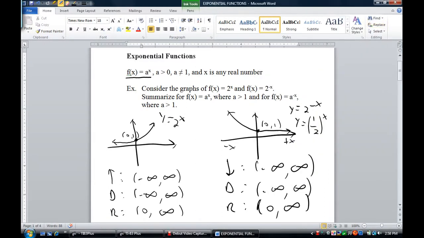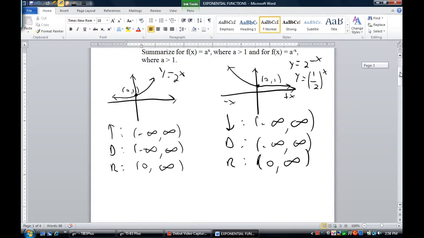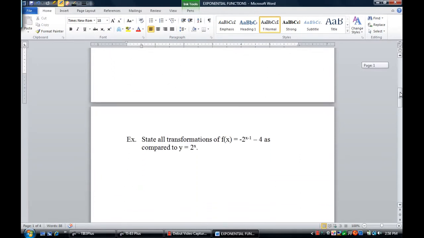So in some books, you'll see it mentioned that the graph always looks like this if a is greater than 1 and is any real number. But if a is between 0 and 1, with 0 and 1 not included, then it's going to look like this. And so just be aware of that if you're one of those people.